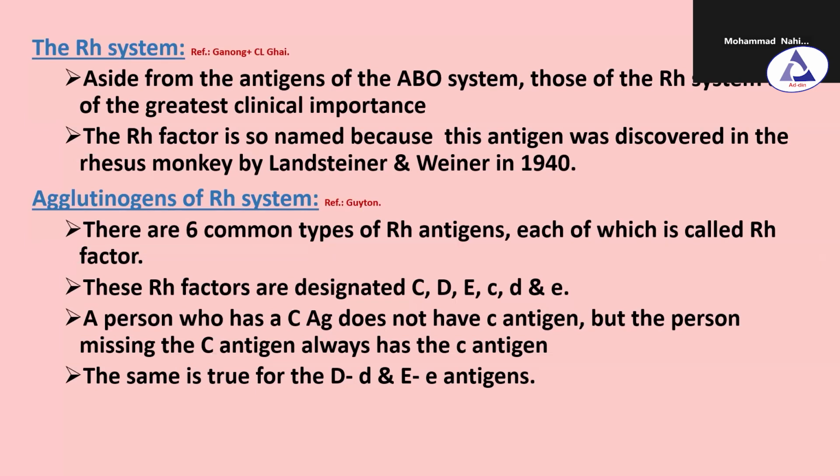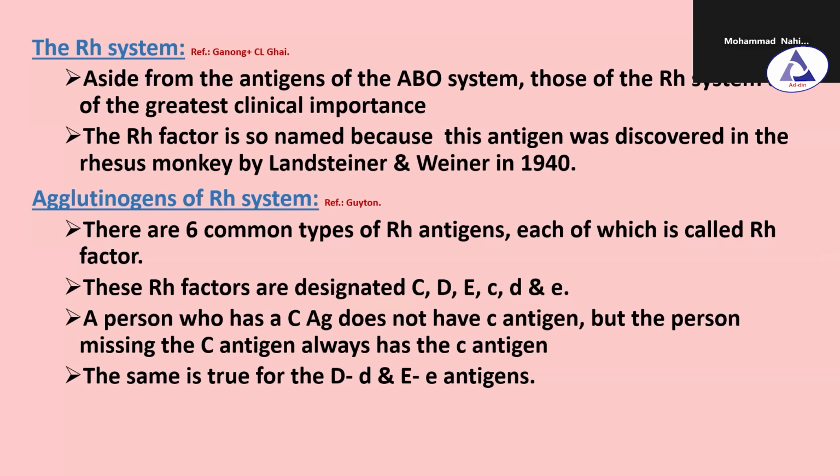A person who has a C antigen does not have small c antigen, but the person missing the capital C antigen always has the small c antigen. Now you have to remember this. Among all these 6 RH factors, only capital D factor is considered as the RH antigen. So, all these factors are RH factors, but among these 6, only one is considered as the RH antigen.